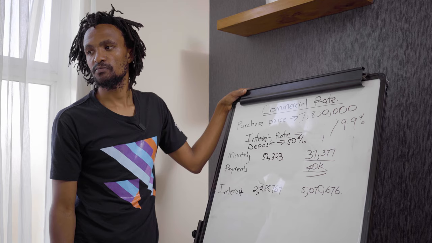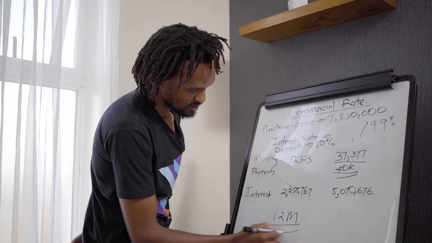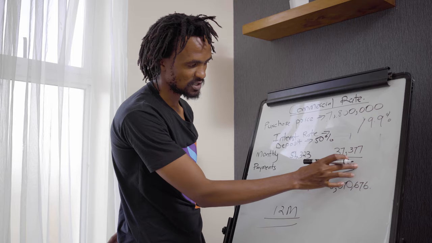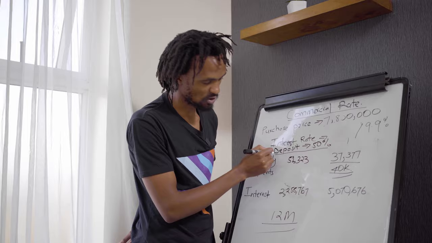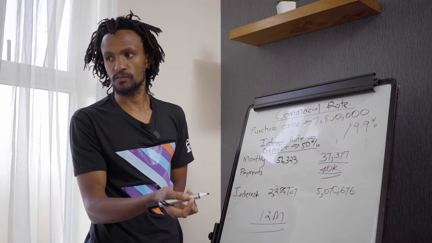At some point you had 18 million that you were paying in interest. And another thing you have to factor in: after this 20-year period, this house won't be valued at 7.8. It will probably be valued at around 12M or thereabouts. So in this scenario, if you are renting it out, the only money you yourself will have contributed is the 50% deposit, which is 3,900,000, and vamos.